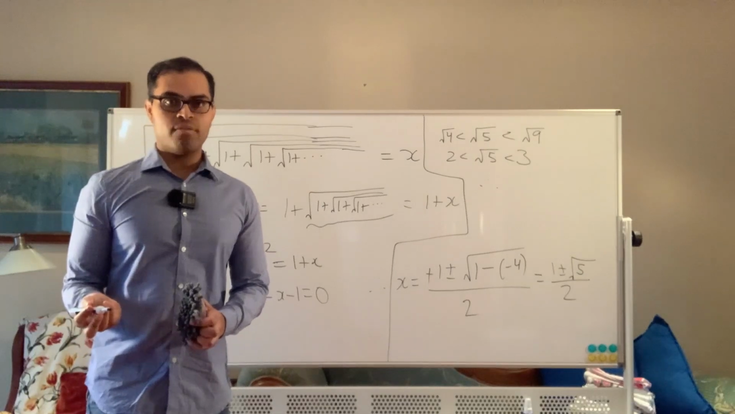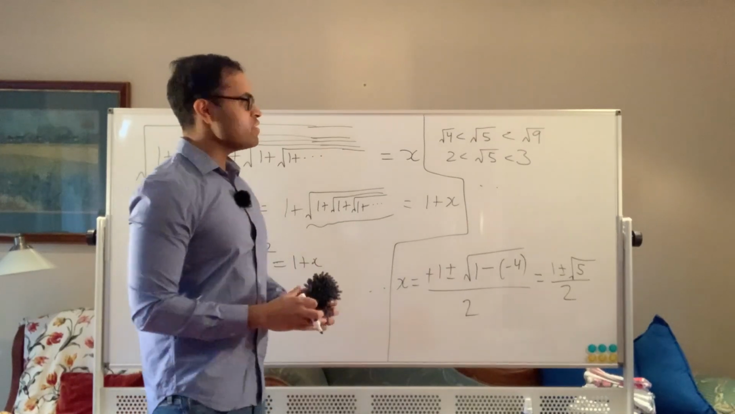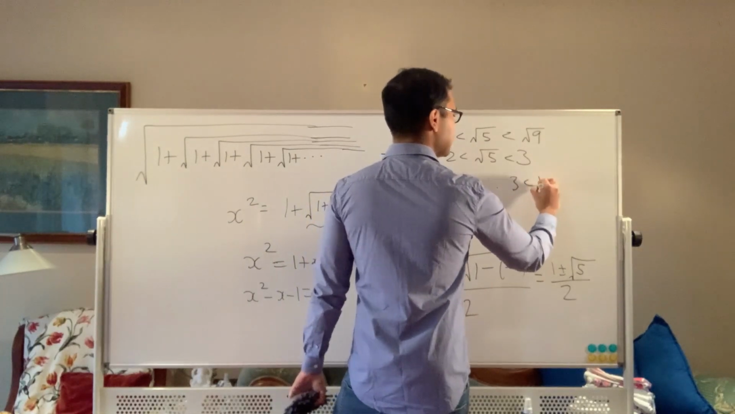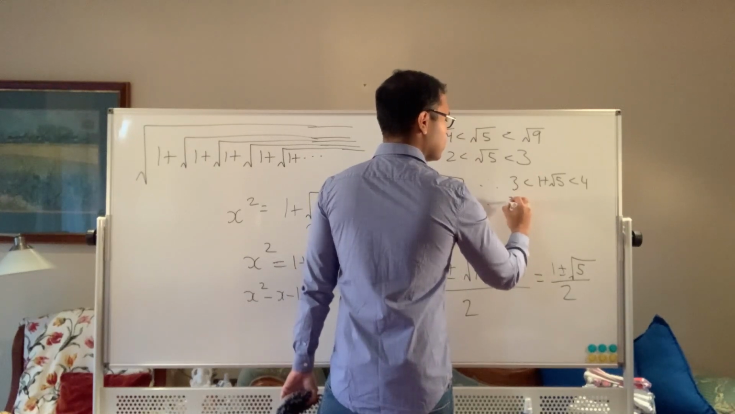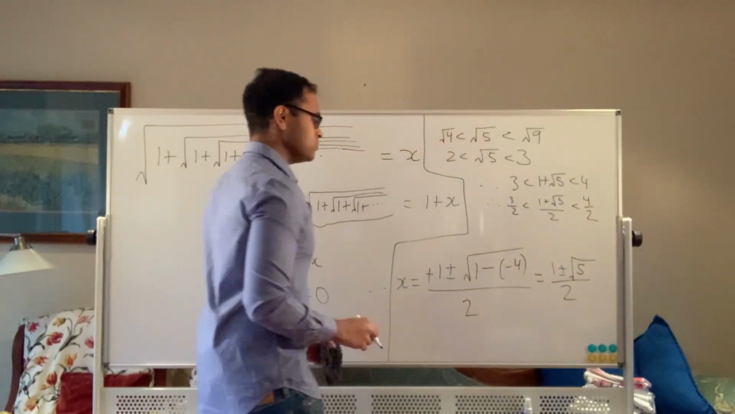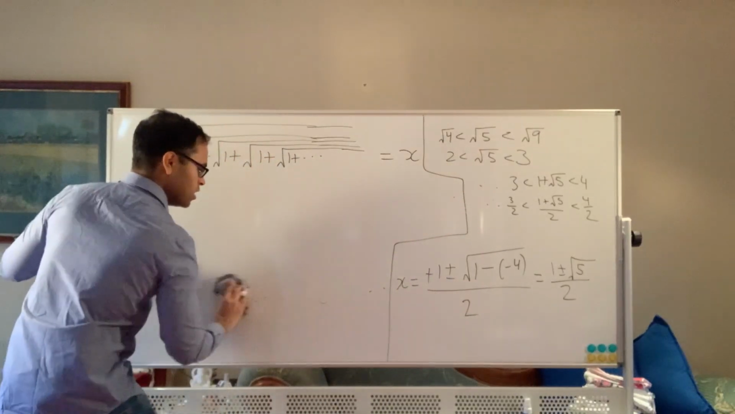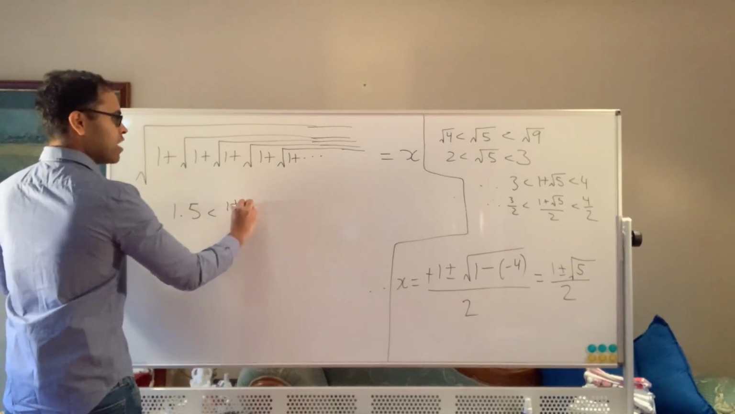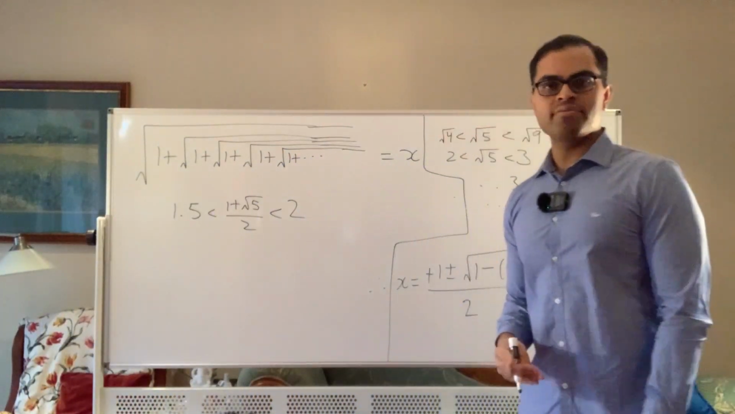What is 1 plus square root 5 over 2 going to be? Well, it's approximately something between 2 and 3, right? So 1 plus square root 5 is going to be something between 3 and 4. And if you divide by 2, so we can kind of do this in steps, 3 is less than 1 plus square root 5 is less than 4, or equivalently 3 over 2 is less than 1 plus square root 5 over 2 is less than 4 over 2. So now that we've got this expression, we can say that 1.5 is less than 1 plus square root 5 over 2 is less than 2. It's some number between 1.5 and 2, but it's closer to 1.5 than it is to 2.